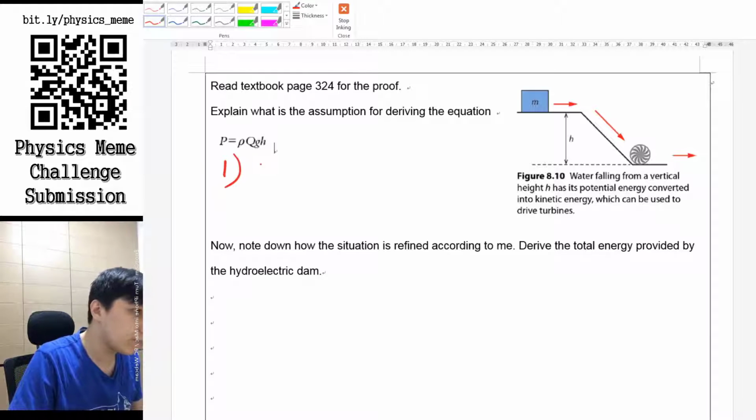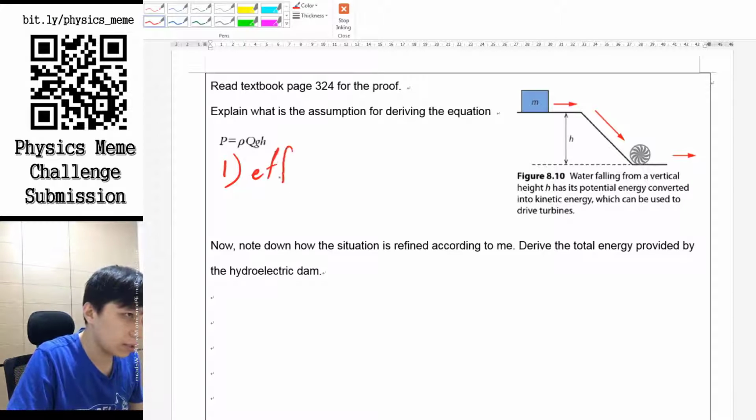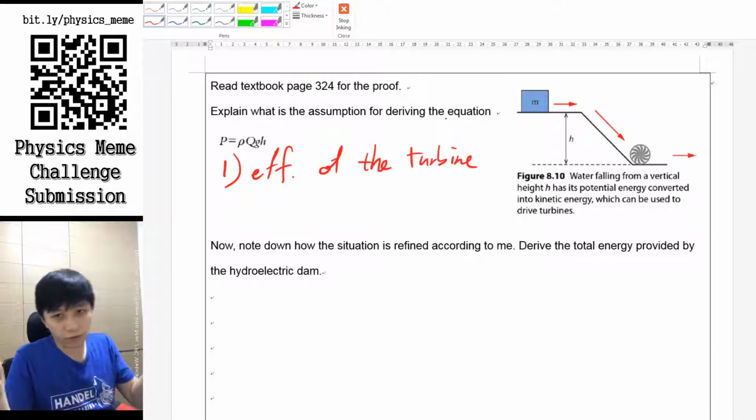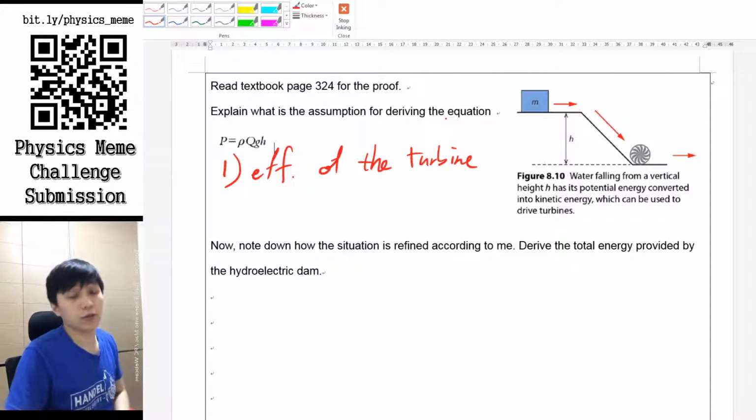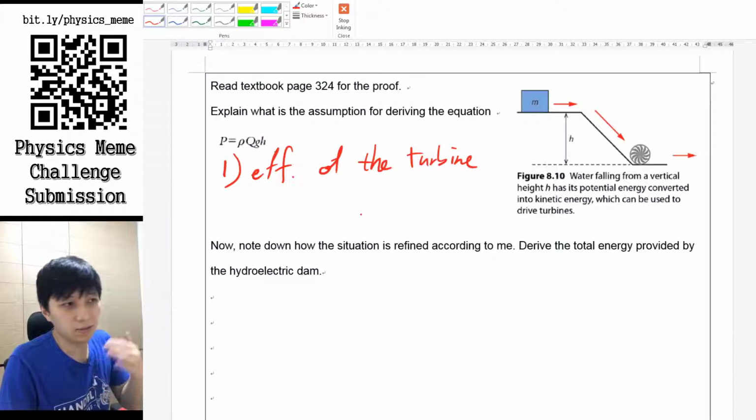So the first one that you may think of quite intuitively and directly, you may talk about the efficiency of the turbine. That's because none of the turbines in the world will be 100% efficient, of course. But this may not be a very good assumption for this equation, because people can just say the power that you're referring to here is just the possible highest power before it gets to the turbine. So if you like to write it down, that's fine, but this is not the main assumption that I will write for sure.